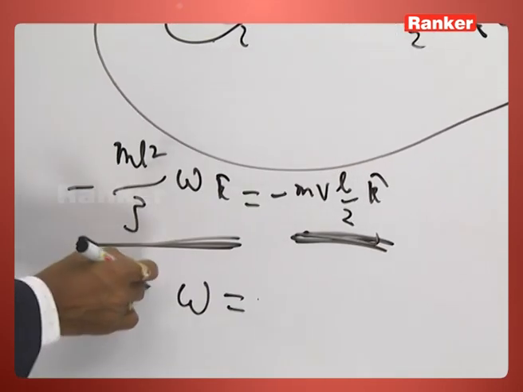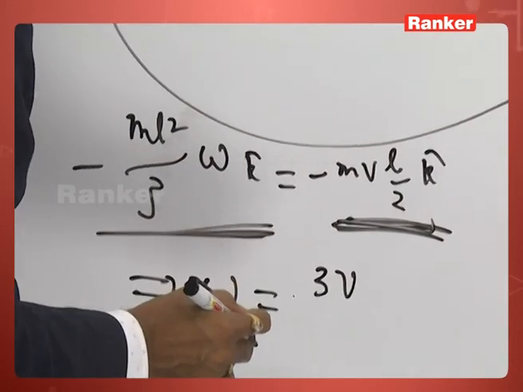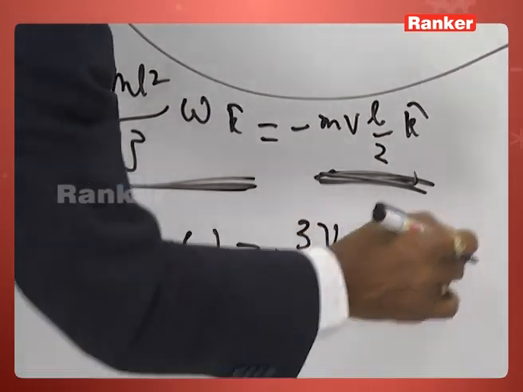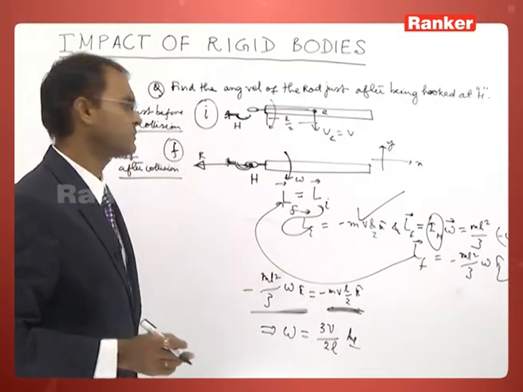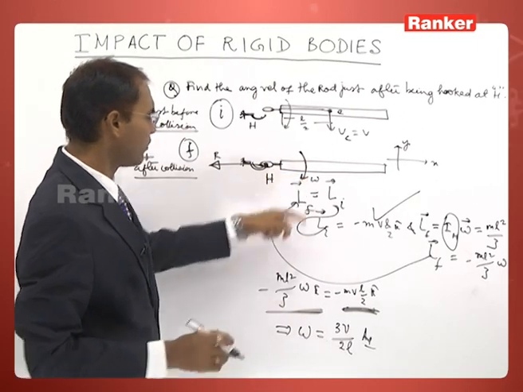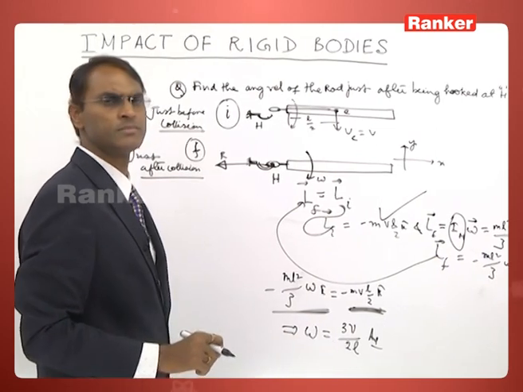So in the next step we get the angular velocity, which will be equal to 3v by 2L. Since it is positive, our assumed direction is correct. We assumed the direction of omega to be clockwise, and that is correct.